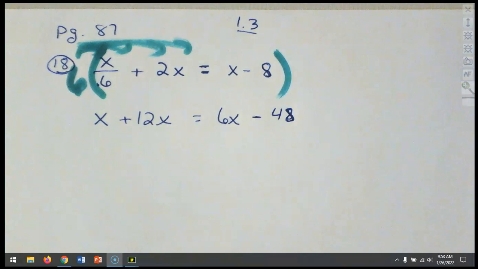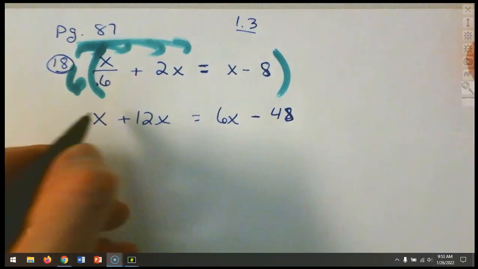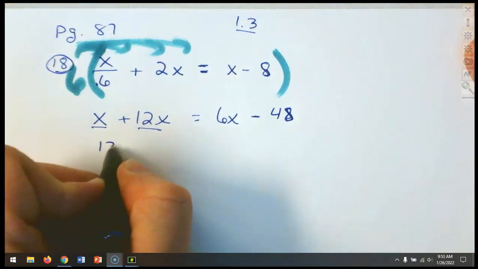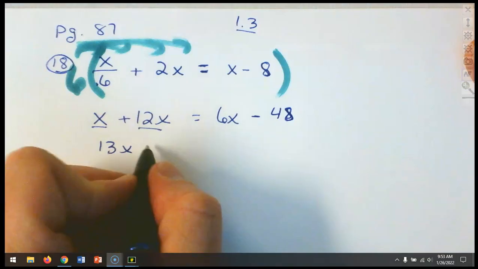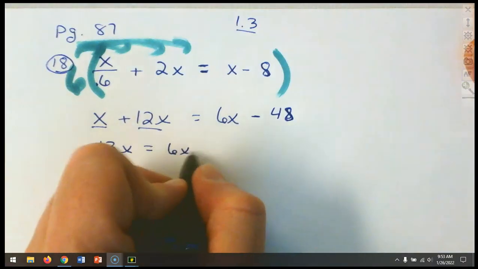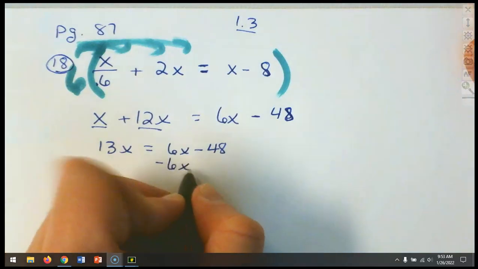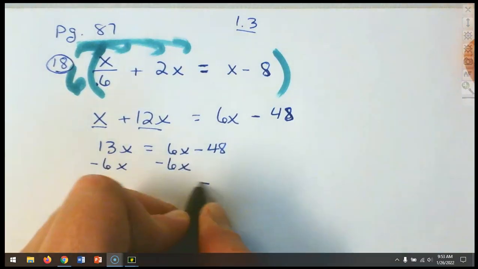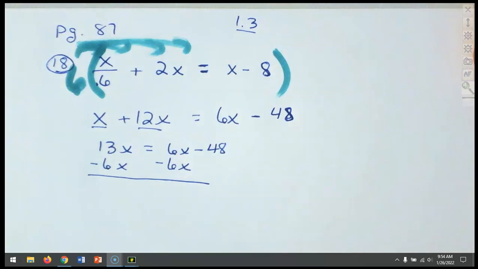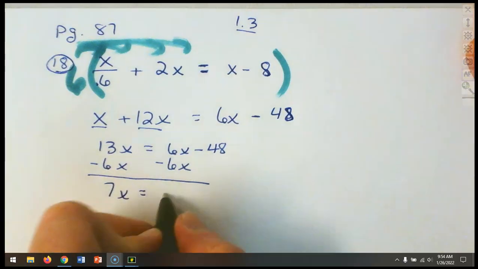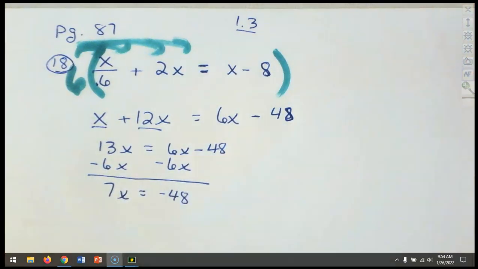Now we can finish it. So we can put these x's together here. I'll go ahead and do that. That's going to make it now 13x on the left-hand side. Right-hand side, I'm just going to copy. I'm going to move that 6x over. And we've got 13x minus 6x. That makes it a positive 7x equals that negative 48.